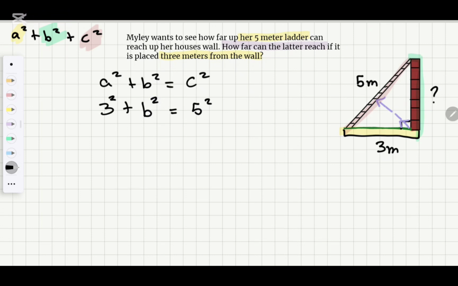All right, so first step, let's solve our squares. So 3 squared is like saying 3 times 3, which is 9, plus b, because we cannot solve b, so b squared equals, and then 5 times 5, which is 25.